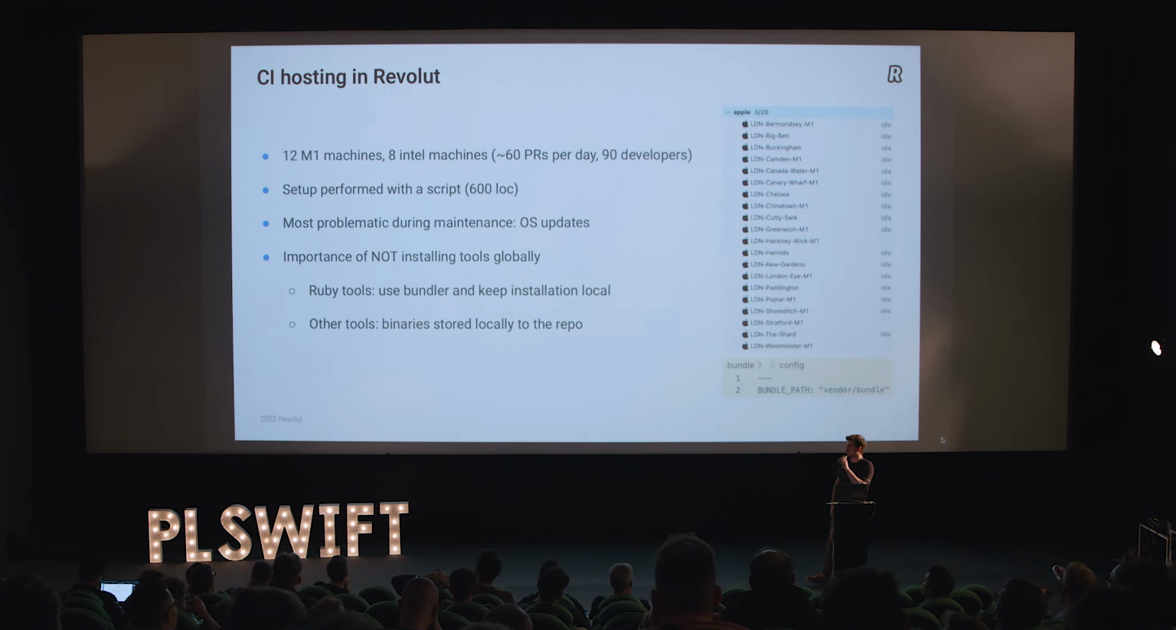The Revolut way, we have self-hosted machines. We have 12 M1 machines and 8 Intel. These machines are running 60 pull requests a day, and they are supporting the full team of 90 developers. What you see on the right is our pool of machines.